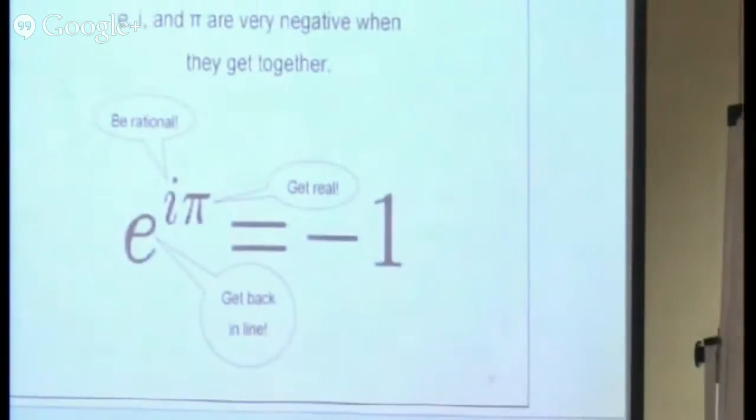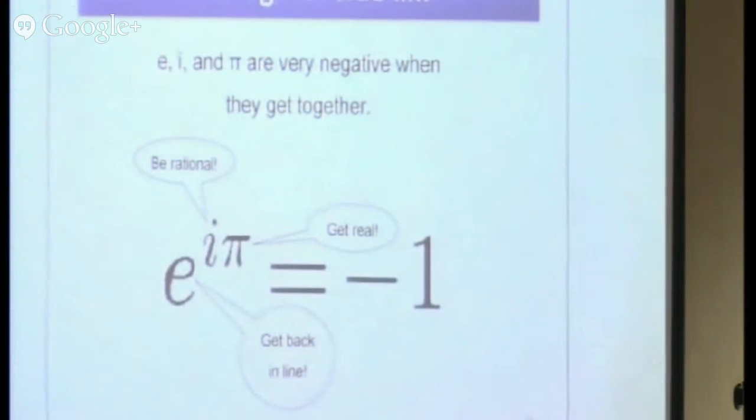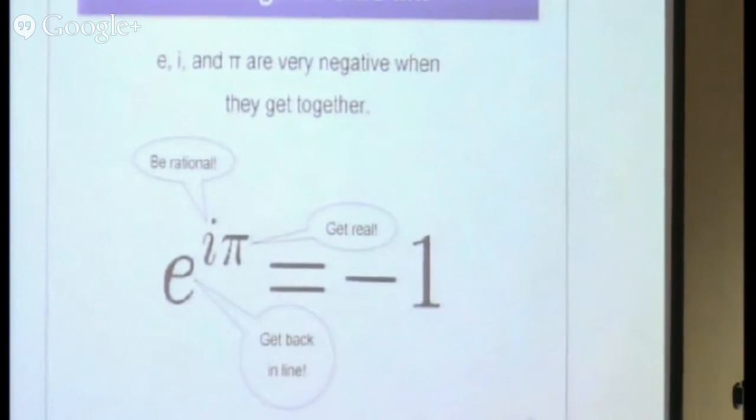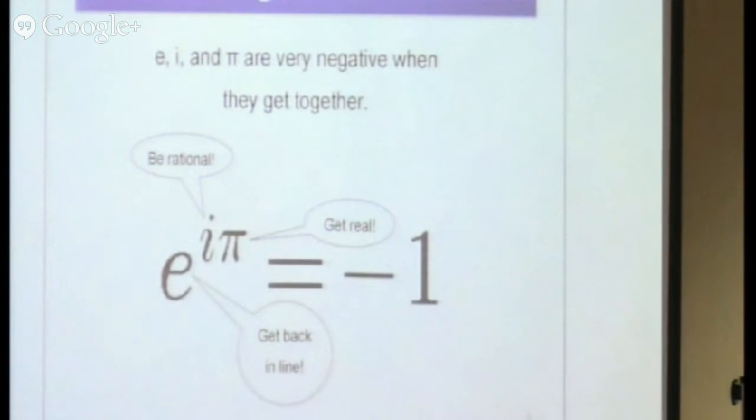This is just another joke that they say, that e, iota and pi, whenever they are together, they always keep fighting. So I says be rational, and pi says get real, and e says get back into line. I mean, why don't you come to line? Minus 1. Somebody once said that they always spread negativity, but that was just a joke.